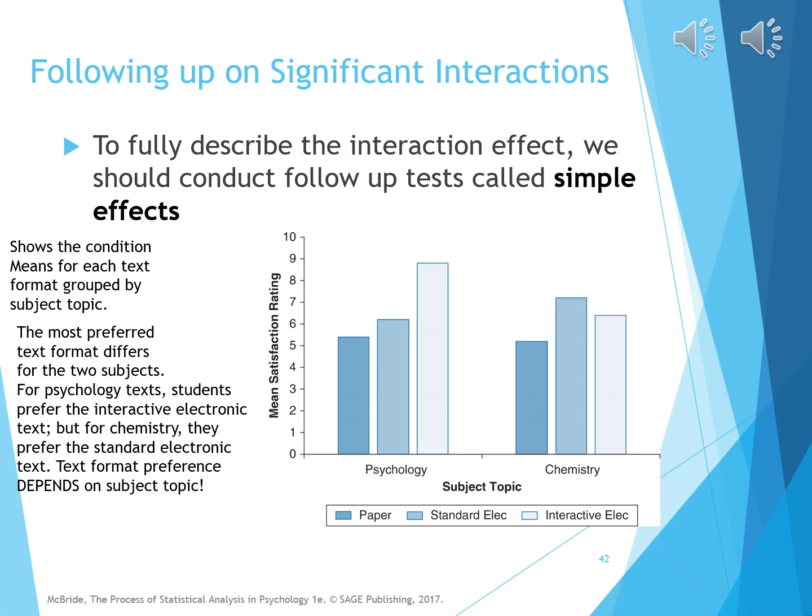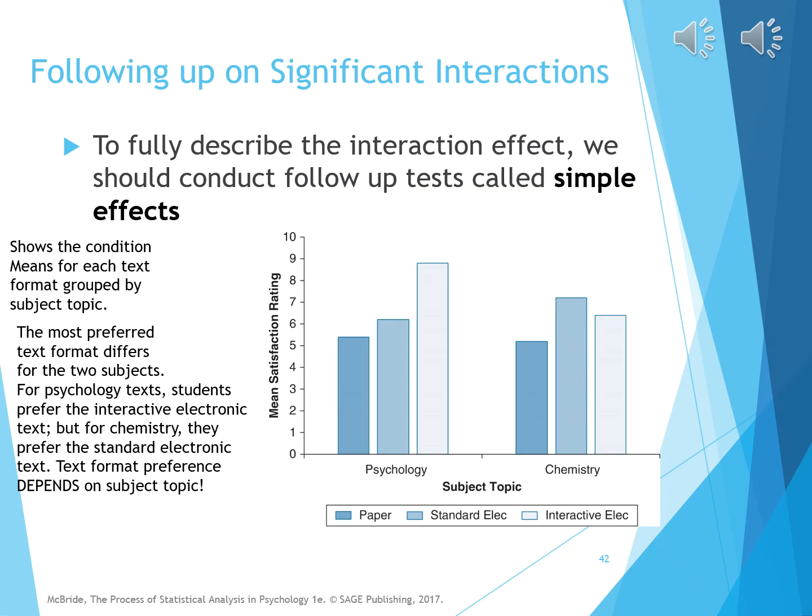We can get a brief bird's eye view of this using the graph, and we talked about this earlier, but it looks like the student satisfaction rating, especially of the interactive online text, really depends on whether the student has a psychology textbook or a chemistry textbook, because it's the highest rated for psychology students. They really like the interactive online textbook. But for chemistry, it didn't do as well, right?